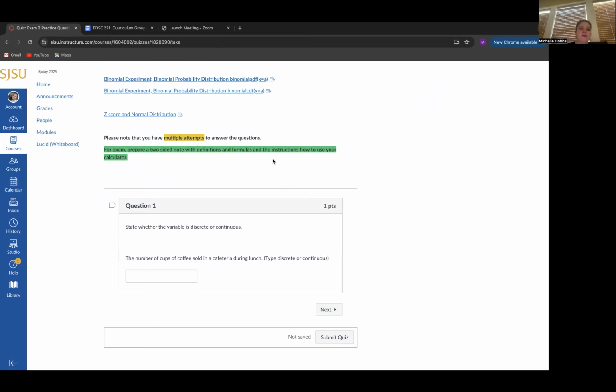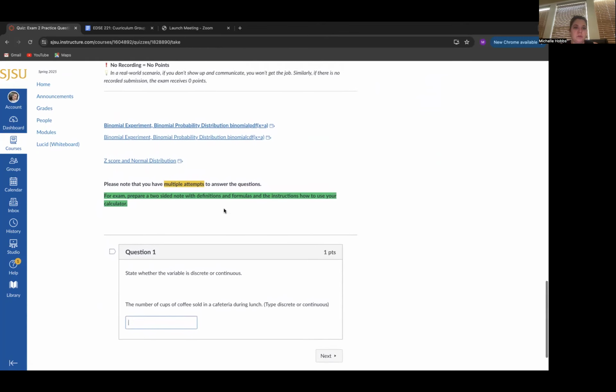Okay. State whether the variable is discrete or continuous. The number of cups of coffee sold in a cafeteria during lunch.